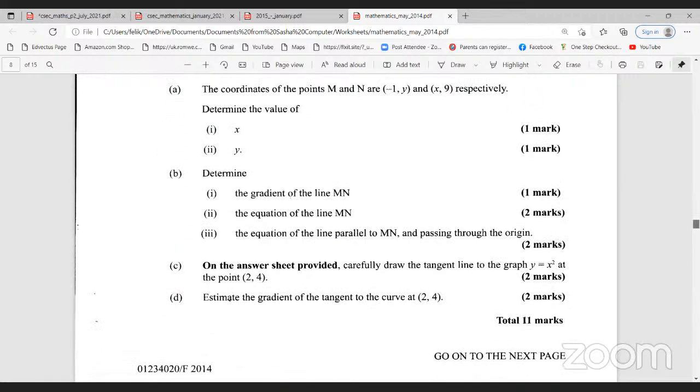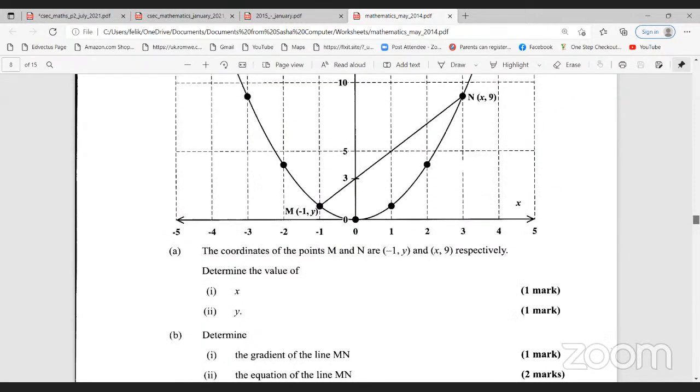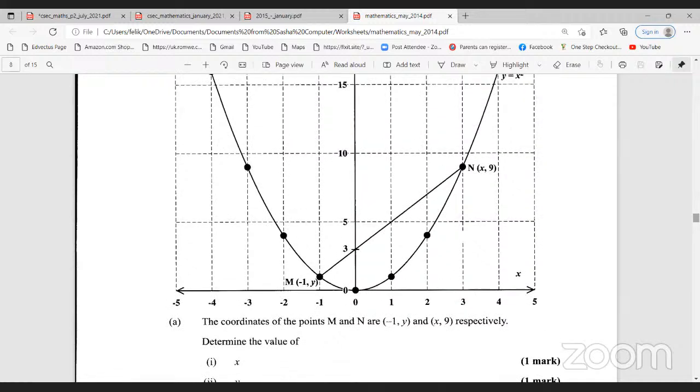So this is it. The coordinates of the points M and N are (-1, y) and (x, 9) respectively. Determine the value of x and the value of y. So they want 1 mark each. So they want the value of x and the value of y. What's the value of y here? Looking at these coordinates. What's the value of x?